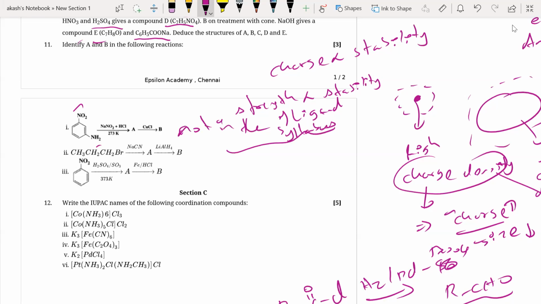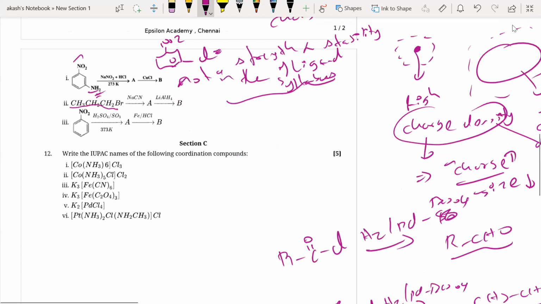Okay, fine. Next, we have this one, CH3CH. This is, you would get alkyl halide, right? B, yes, you will be getting this one. You will be getting NO2 and Cl here. Wherever I had NH2, that place you will get Cl. Okay, sir. Okay. Right. Fine.